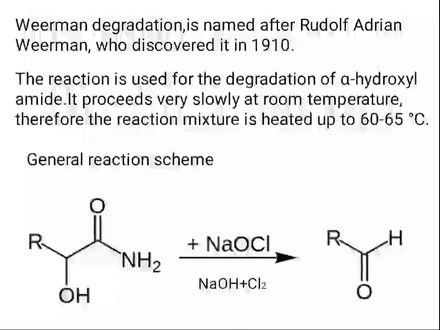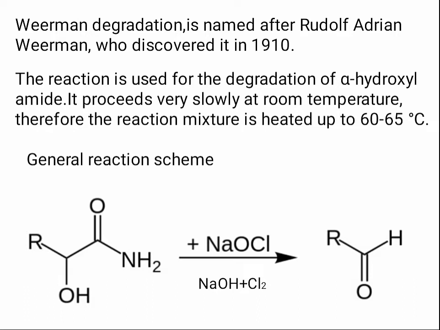Weerman degradation. Weerman degradation is named after Rudolf Adrian Weerman, who discovered it in 1910. The reaction is used for the degradation of alpha-hydroxyamide. It proceeds very slowly at room temperature. Therefore, the reaction mixture is heated up to 60 to 65 degrees centigrade. This is the general reaction scheme of Weerman degradation.